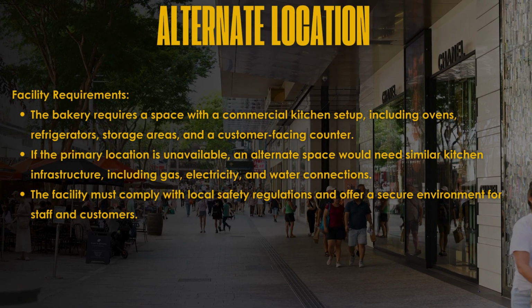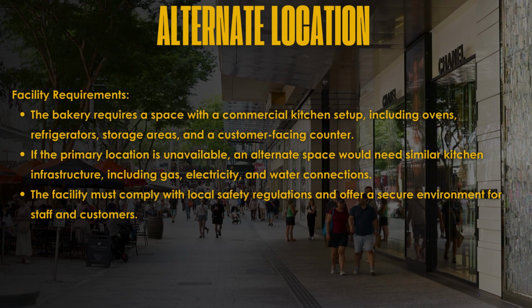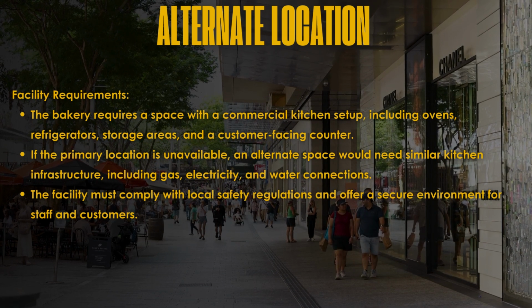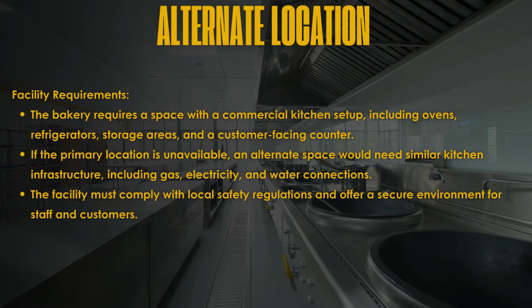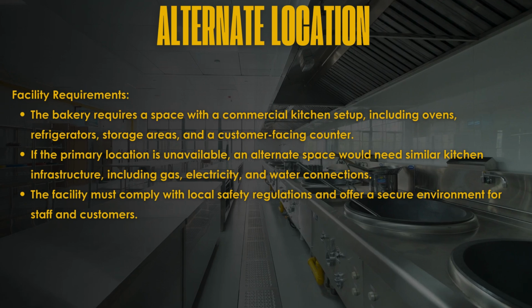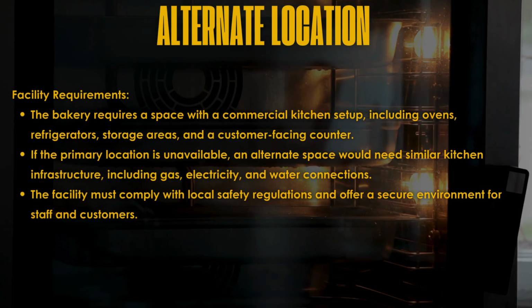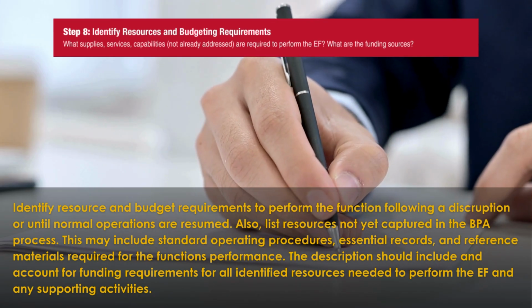The facility requirements are: the bakery requires space with commercial kitchen setup, including ovens, refrigerators, storage areas, and customer-facing counter. If the primary location is unavailable, an alternate space would need to be similar to the kitchen infrastructure, including gas, electricity, and water connections. And the facility must comply with local safety regulations and offer a secure environment for staff and customers. Step 8, identify resource and budgeting requirements.